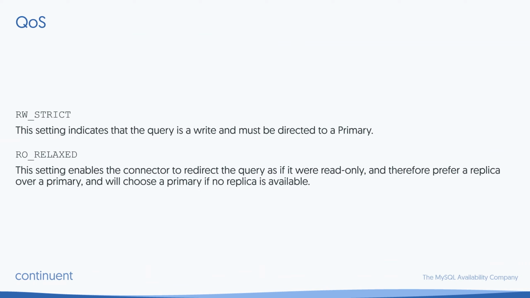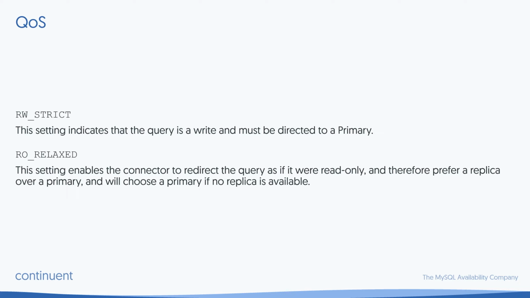And RO_RELAXED instructs the connector to redirect as if it were a read-only query and will opt for a replica first. If no replica is available or there are other conditions which mean a replica is not viable, then we direct to the primary. The conditions that determine this are highly configurable, and I'm not going to go into detail on all of them in this session. This is explained in our online documentation. The most configurable option here would be regarding latency, and so you can configure the connector in a way that will fail back to the primary node if the latency of a replica is above a certain threshold, thus ensuring you don't read potentially stale data.